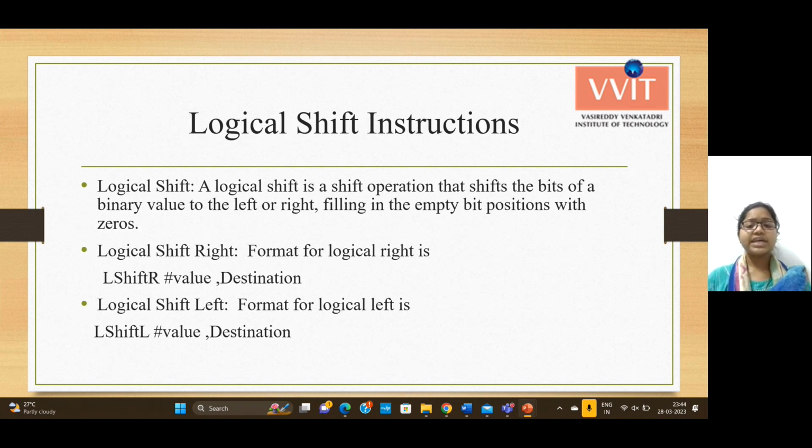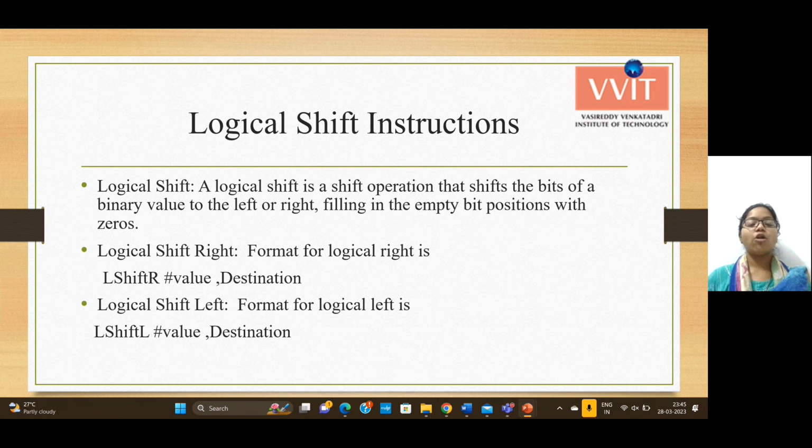Here, a logical shift instruction. What is a logical shift instruction first? It is similar to the definition of shift instruction. Here, once the bits are shifted to either right or left, the empty bit position is filled with zeros. That means if we perform the shift towards left, then the empty bit position on the right is filled with 0. If we perform the logical shift operation towards right, then the empty bit position on the left is filled with 0.